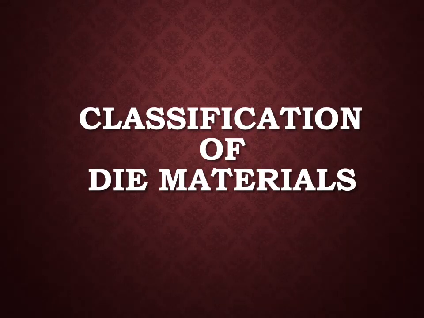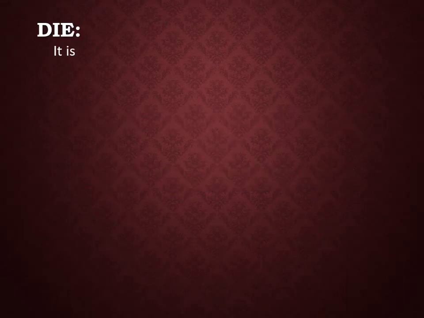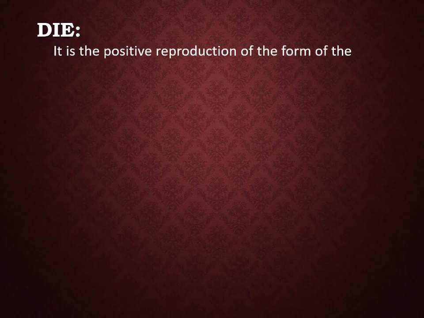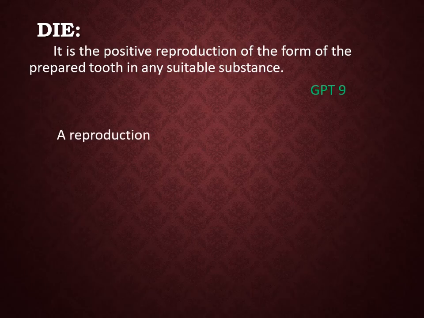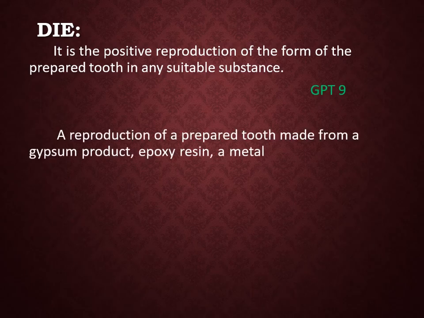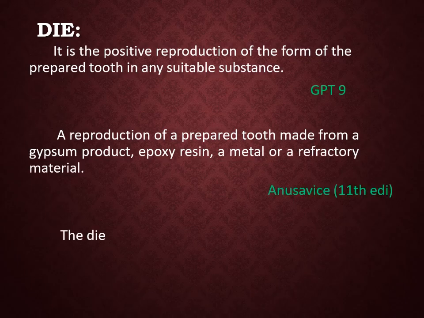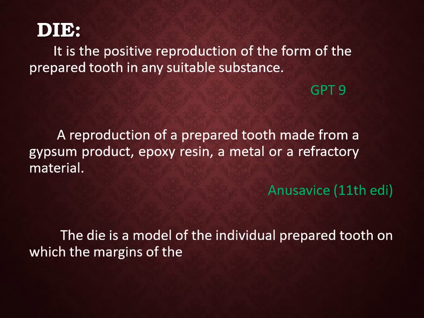Classification of dye materials. A die is defined as the positive reproduction of the form of the prepared tooth in any suitable substance, according to GPT-9. According to Anusavice's 11th edition, it is a reproduction of a prepared tooth made from a gypsum product, epoxy resin, a metal, or a refractory material. It is also defined as the model of the individual prepared tooth on which the margins of the wax patterns are finished, according to Shillingburg.